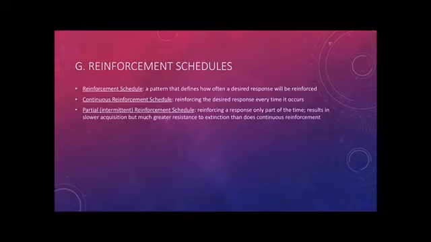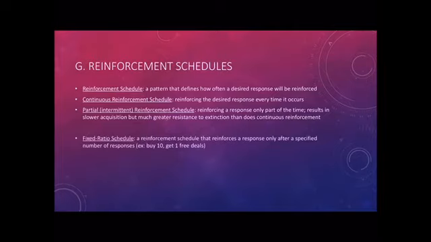Okay, now moving on to combining these. Fixed ratio schedule. This is a reinforcement schedule that reinforces a response after a specific number of times that you have done the behavior. So an example would be a buy 10, get one free deal. It's fixed because you know how many times you have to do the behavior. I know I have to buy 10 frozen yogurts or something to get one free. And it's a ratio. I have to buy a certain number of yogurts, 10, to get that reinforcement of one free. Fixed, I know what I have to do. Ratio, I have to do it a certain number of times, and I know what that number of times is because it's fixed. It doesn't change.